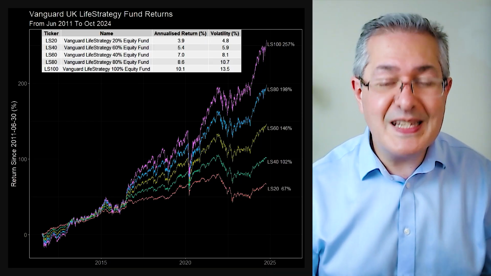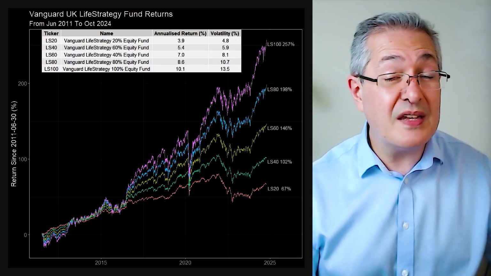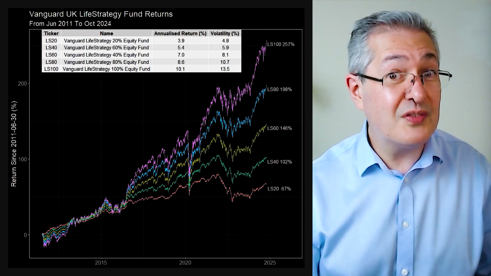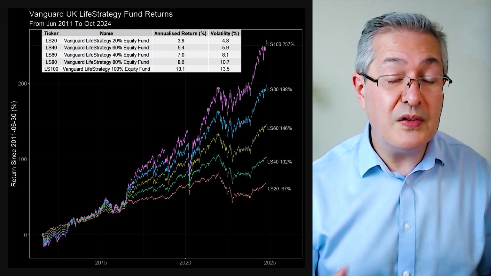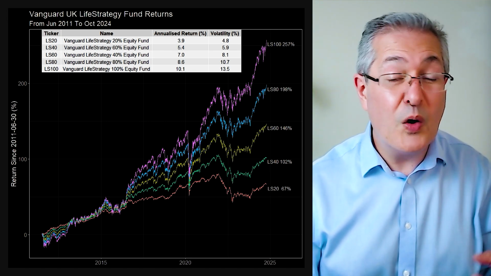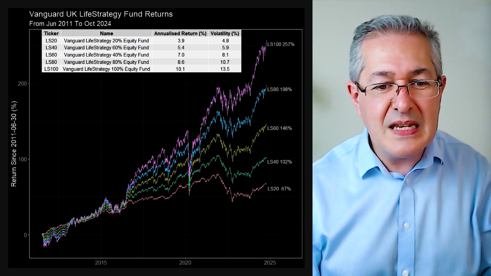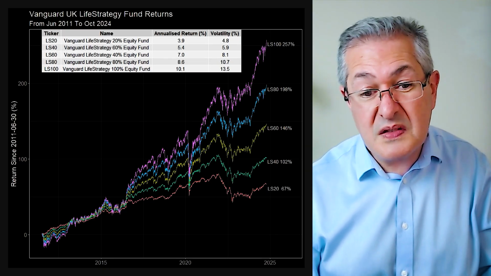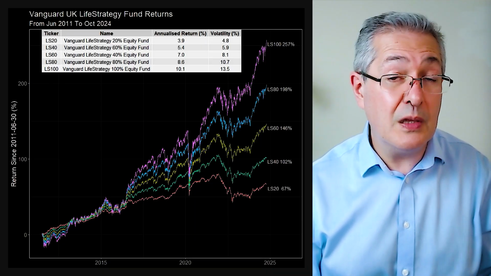Okay, the volatility of Life Strategy 20 is under 5%. That's a typical annual percentage price move, or a measure of sleeplessness if you like. But look at Life Strategy 100. The volatility is almost 3 times that of Life Strategy 20, but the return is 10% rather than just 4%. So that's the price of safety, lower return long term.